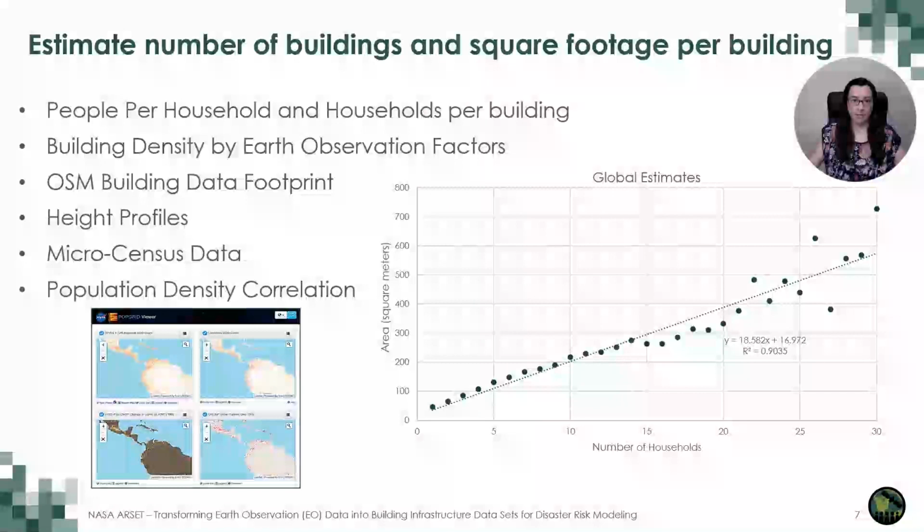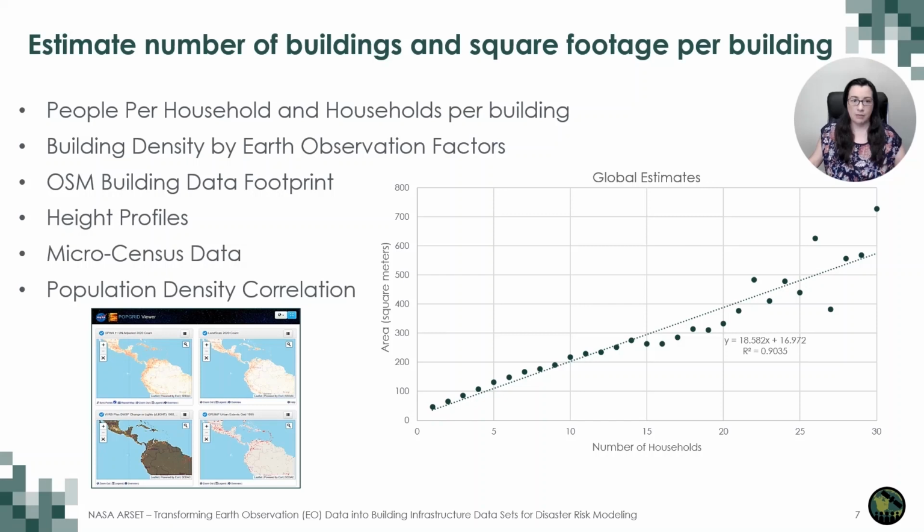For estimating the number of buildings and built-up area, you can use census or microcensus housing data, open source building footprint and height profiles, and Earth observation-based data products. We have found that there is a positive correlation between the number of households and built-up area. So using a sample of building footprints, heights, and number of households, we can train a model to produce total building counts and area estimates that are supported by the census data.